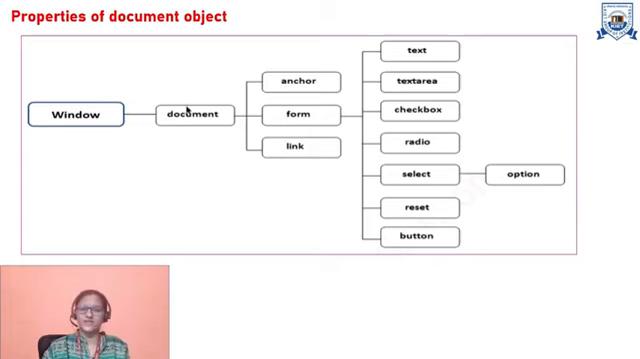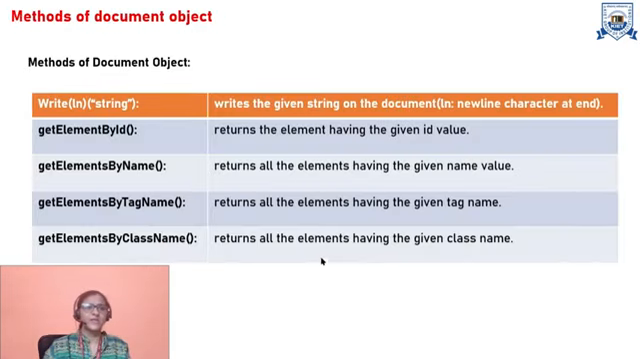The document is an object of the window, and after that it has several properties which we can use according to our requirement. Now the methods of the document object. One we have already done: write and writeln. Inside the brackets we give any message. Write writes the given string on the document, and writeln adds a new line character at the end.